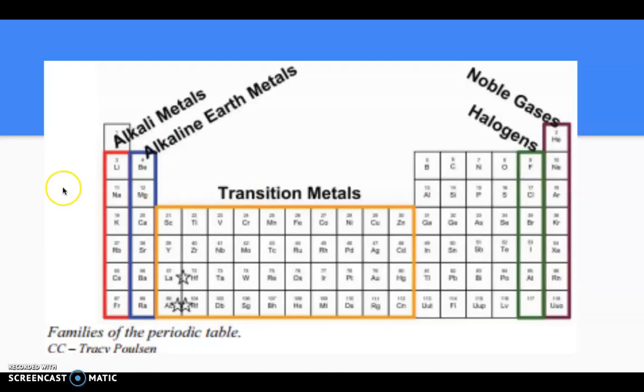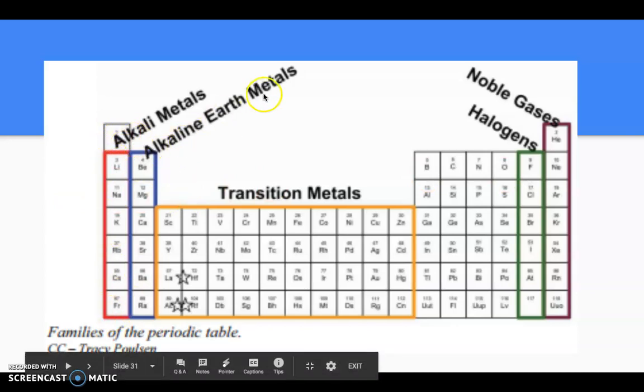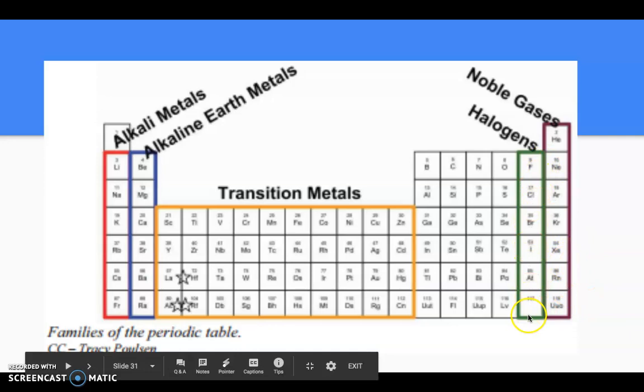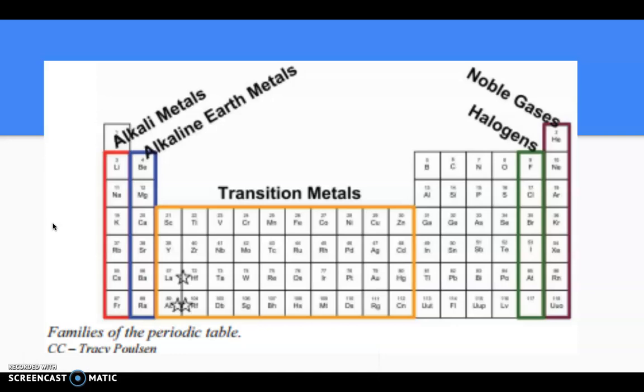Certain groups have names. We have alkali metals, alkaline earth metals, transition metals, halogens, and noble gases. The elements in these families all have similar properties, every single one found in the family. When you design your website, you are going to be researching what the specific properties are for these families labeled here.